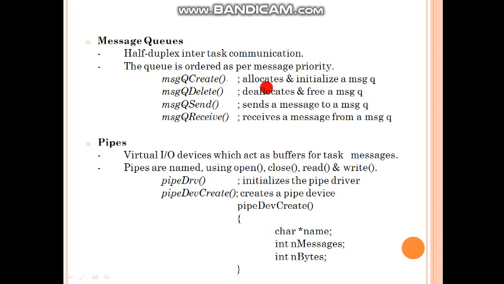Message queue create means allocate and initialize a message queue. Message queue delete means deallocate and free a message queue. Message queue send means send a message to a message queue. Message queue receive means receive a message from a message queue. These are the half-duplex inter-task communications that a message queue performs.